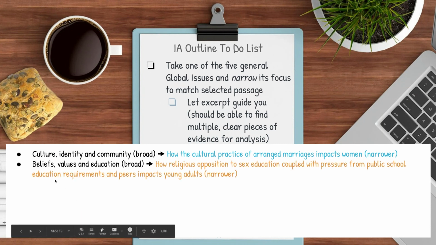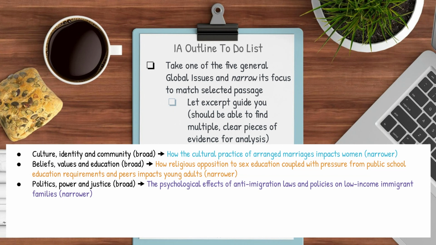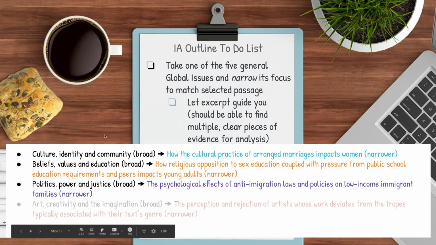Another example: beliefs, values, and education is the broad topic. You might want to narrow it to how religious opposition to sex education, coupled with pressure from public school education requirements and peers, impacts young adults, right? Another example, politics, power, and justice is a broad topic, but the psychological effects of anti-immigration laws and policies on low-income immigrant families is a much narrower focus that still fits into that same global issue category.